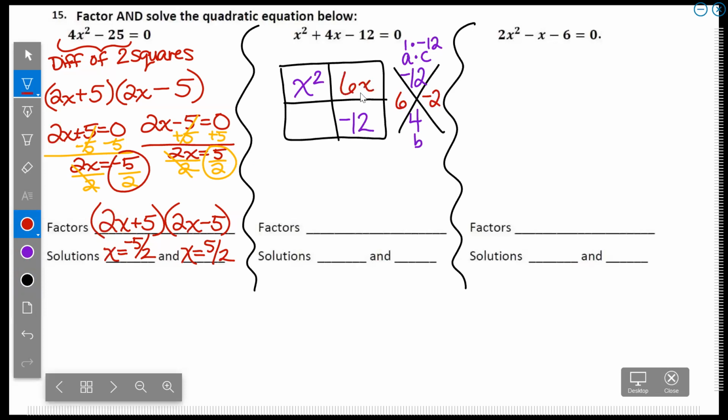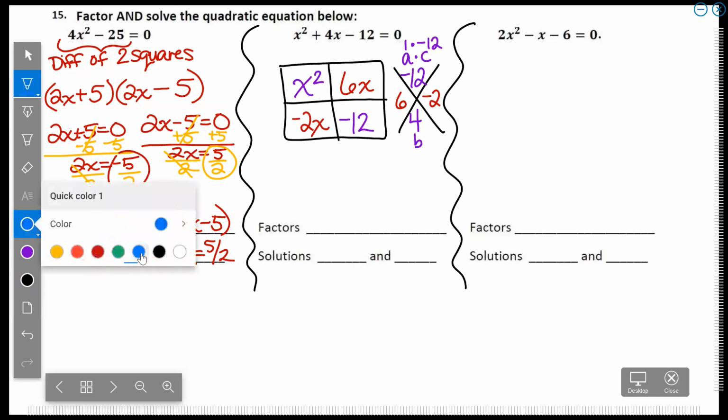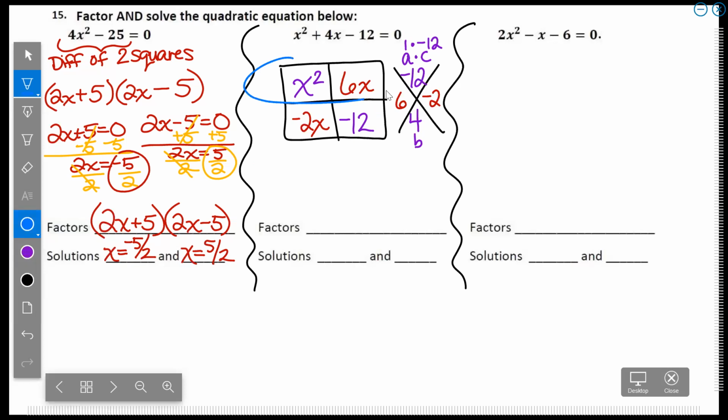So 6x, -2x. All right, 2 boxes at a time now. Looking at just the top 2. What do they have in common? What can go into both of them? X. Looking at the bottom 2. -2. Then I switch and I go the other way. X squared, -2x. What do they have in common? What's the same? X.